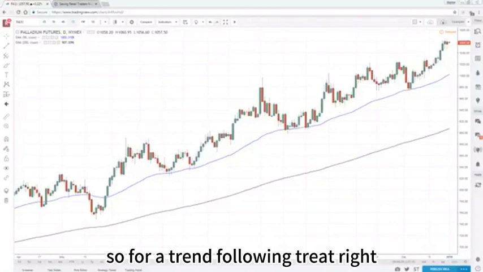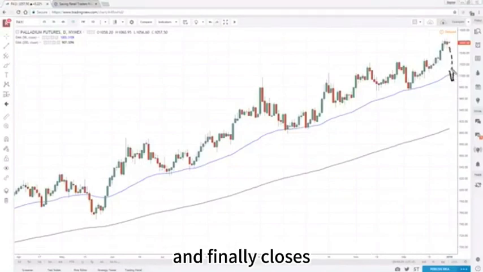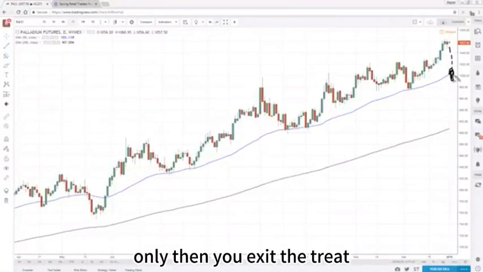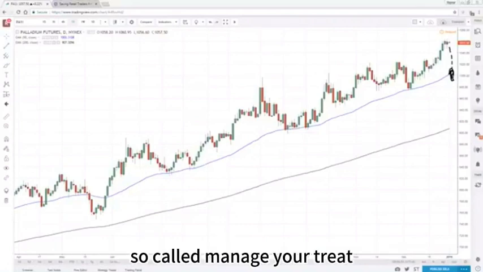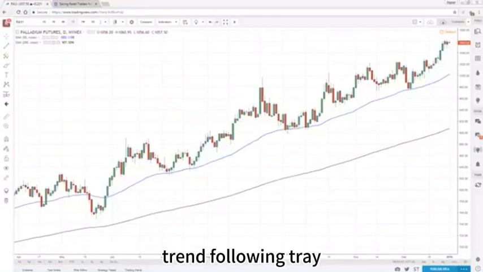So for a trend following trade, you would only exit if the market comes down and finally closes below this 50 period moving average. Only then you exit the trade. So these are a couple of techniques that you can use to manage your trade, whether it's a swing trade or a trend following trade.